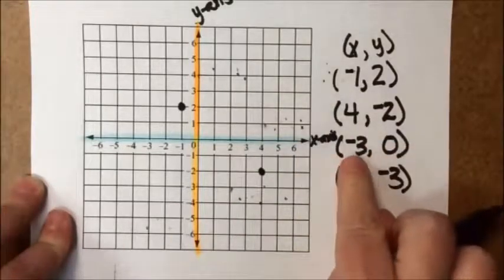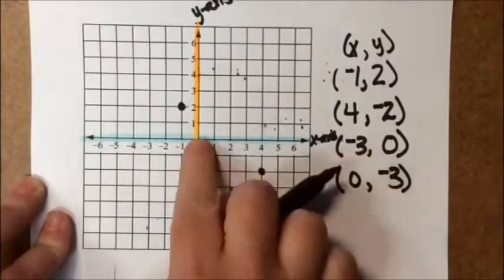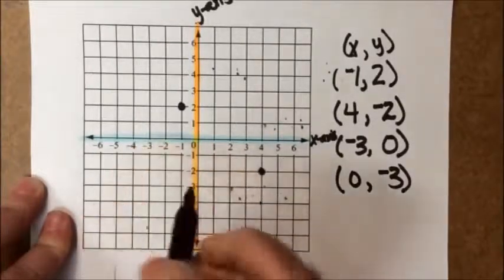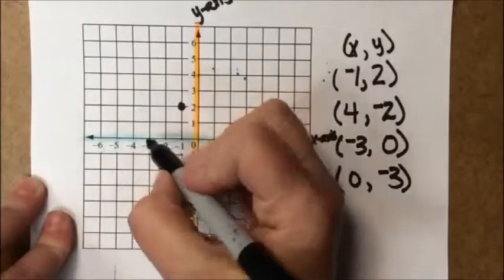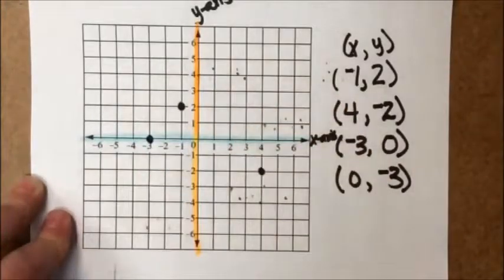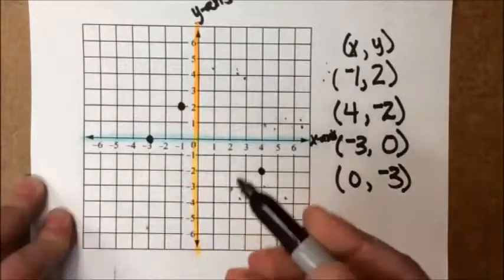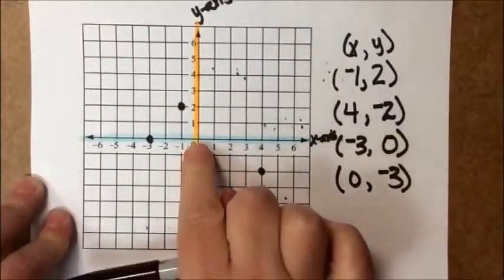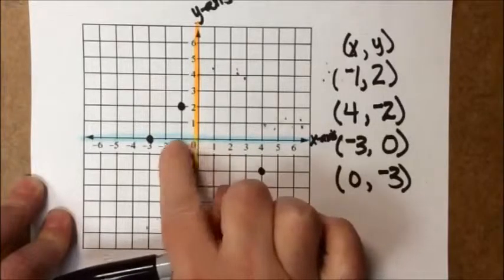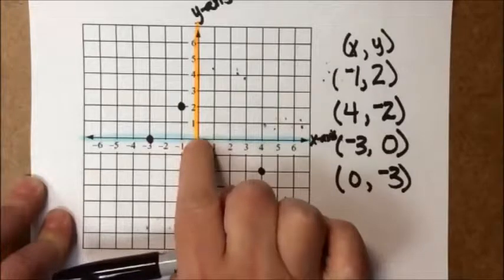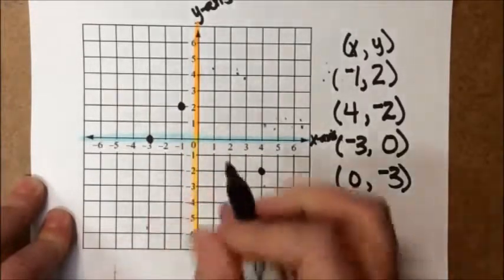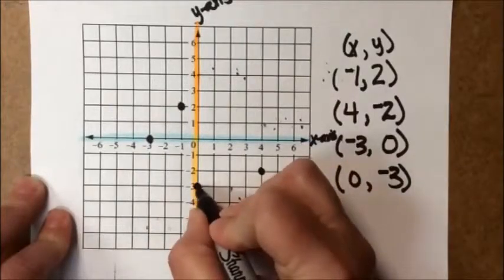My third point is negative 3, so I go to the left 3, and 0. 0 means I'm not going to move up or down, so my point's actually going to be on the x-axis. Now this last point is the same kind of thing, except this time the x value is 0, so I don't move left or right at all. I stay right here. And then my y is negative 3, so I move down 3 spaces, and that's where my last point is going to be.